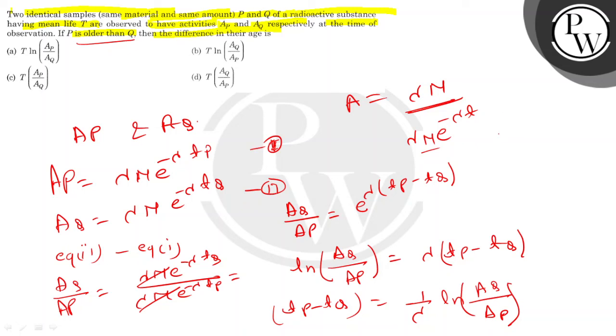Basically 1 upon lambda is nothing but the mean life, T. So I can replace 1 by lambda with T, and AQ is here. So this is the age difference. So this is matching with option B. So option B is the correct answer. So best of luck.